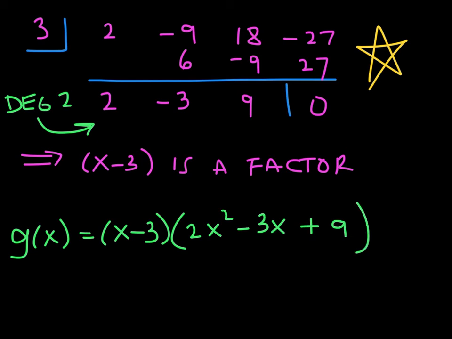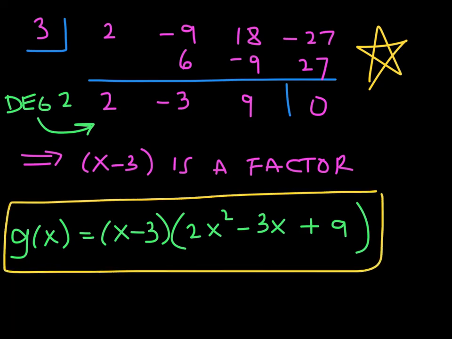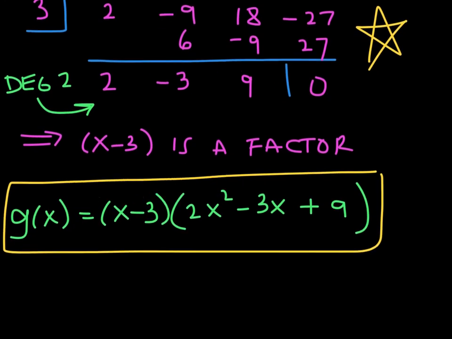So we have factored completely. This doesn't factor any further. You can try, but it does not factor any further. So I'm going to go ahead and box this. This is the complete factorization of our polynomial. Now the other instructions, the second half of it says determine the zeros.